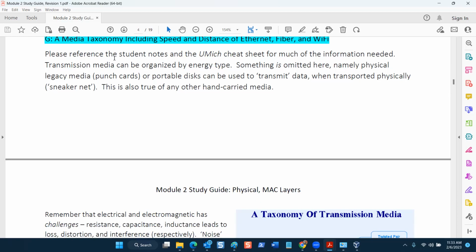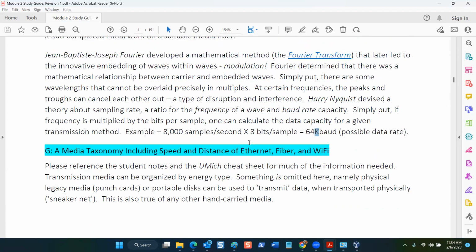So when you reference student notes, and by that we mean, go ahead. Yeah, I was just, okay, so what you just said about compounding the waves, the composite waves together in order to carry information. Is that how they discovered packet switching? By putting that data on top of that wave and then sending it out?